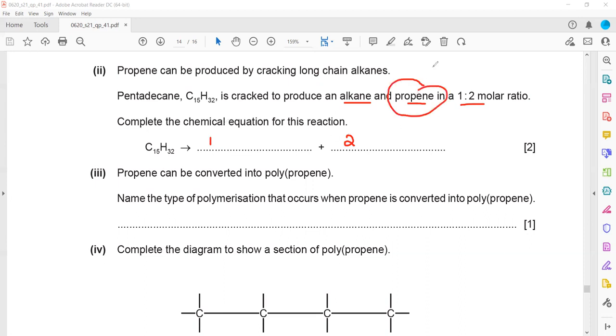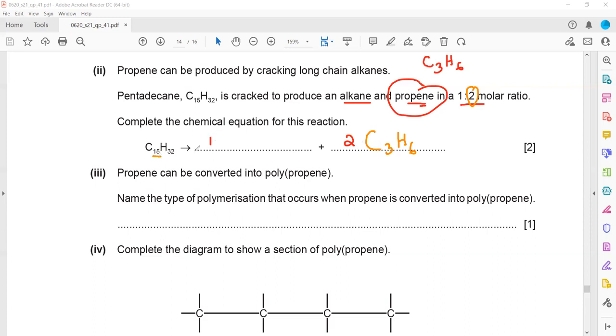So propene, prop means 3 carbon and ene. So if it is C3, how many hydrogen should be there? 6, because the number of hydrogen in an alkene is always twice the number of carbon atoms. So the formula will be C3H6, that is propene. And they mention it produces 2 molecules of propene and 1 molecule of an alkane. So what will be that alkane?